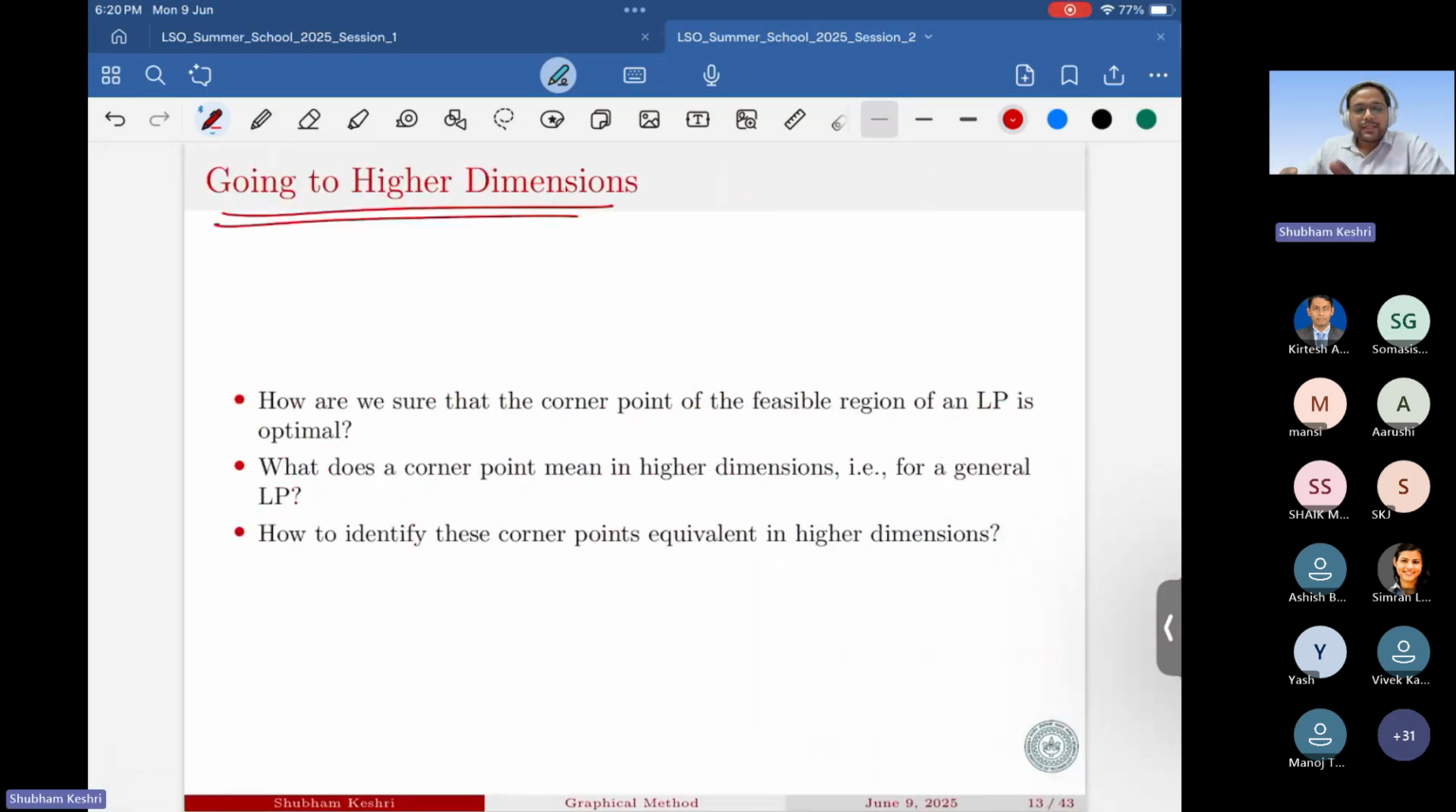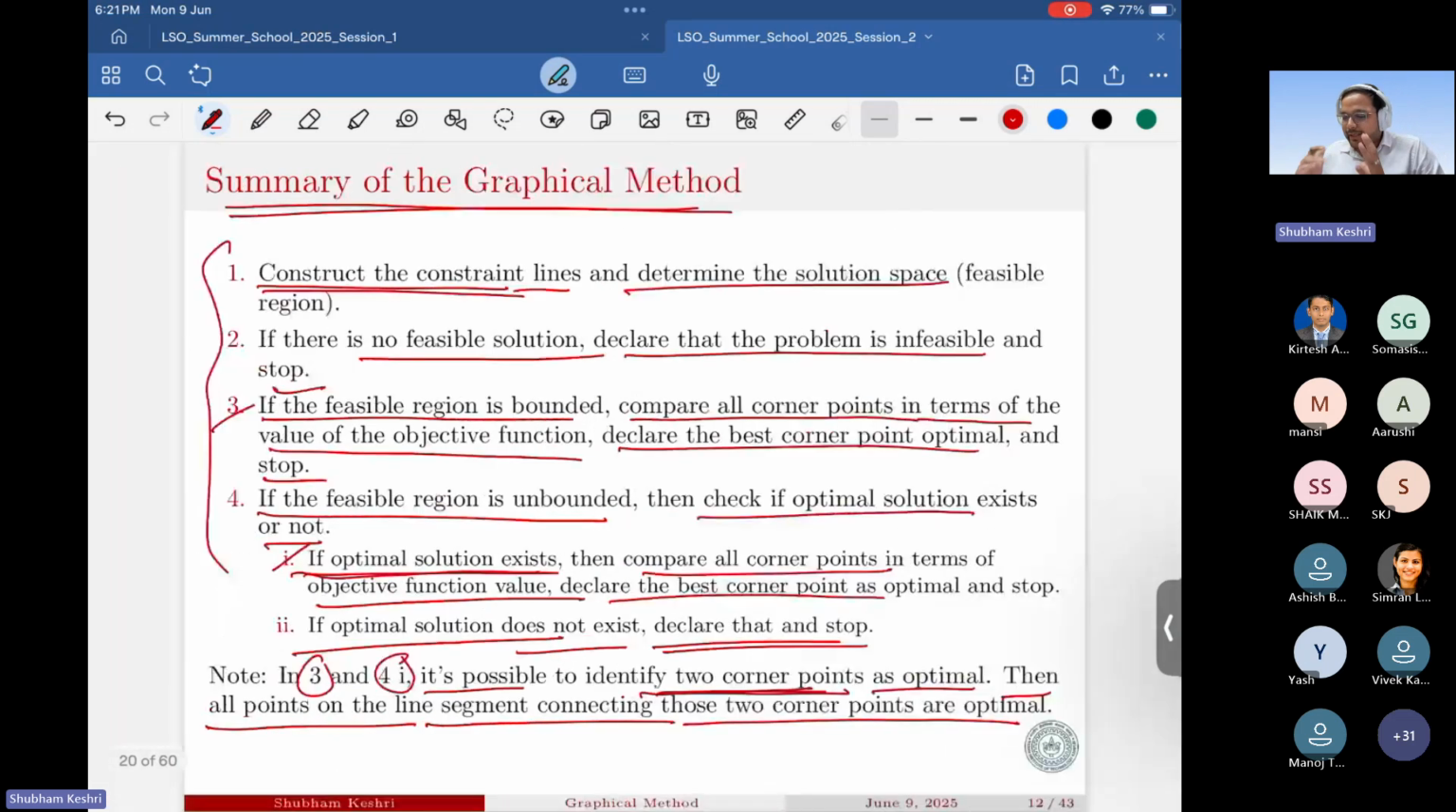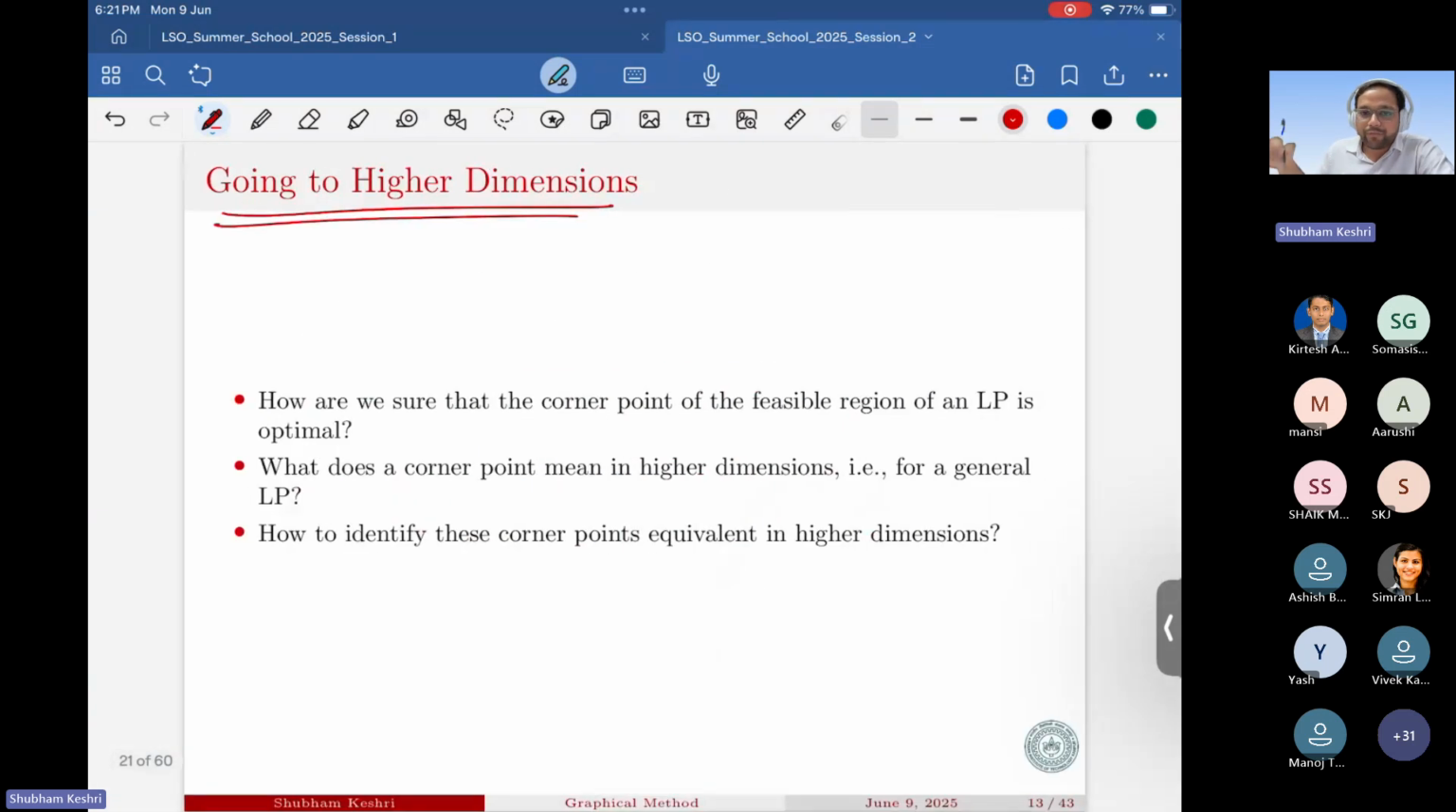So we have discussed a two-dimensional problem. Now we have to think about how to translate this idea. So we have an idea of how to solve a two-dimensional problem. Now we have to think about ideas of translating this solution method to a higher dimensional problem when you have 3 variables, 4 variables, n variables. So the questions we should think about: first question is, how are we sure that a corner point of a feasible region of an LP is optimal? So this is not about higher dimension.